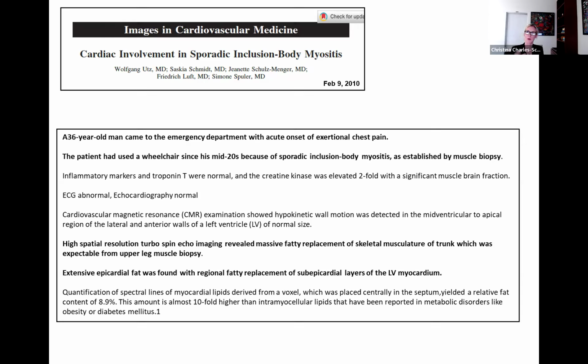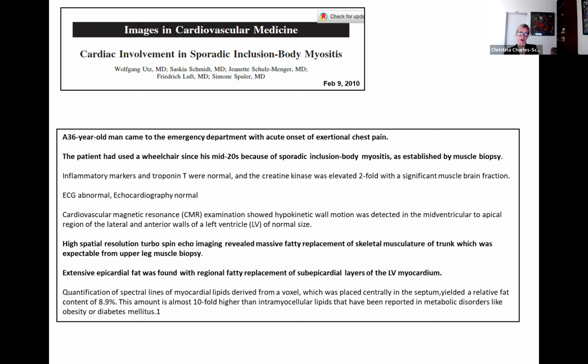Okay. The point of the paper, and it's highlighted here in the bold, was that they did imaging and they could see in his skeletal muscle of his trunk a lot of fatty replacement. So that was consistent with having the disease for a long time, where the muscle is damaged and you can get fatty replacement of muscle. And then they also found that fatty replacement in the heart muscle, in the LV, which is left ventricle myocardium, right? And they kind of cited some papers from patients with muscular dystrophies saying that this is the first paper to report this in IBM.